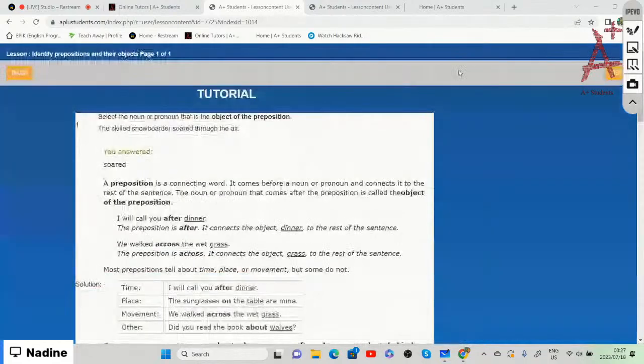All right, so that is identifying prepositions and their objects. And remember, we said the object is a noun or pronoun that comes after the preposition, right? So the preposition is just the connecting word that connects the object to the rest of the sentence. So the object being the noun.